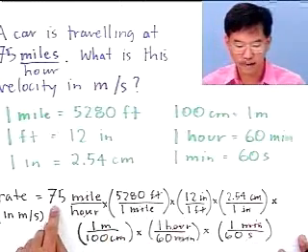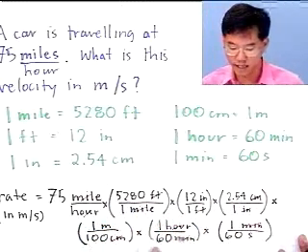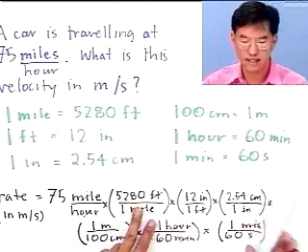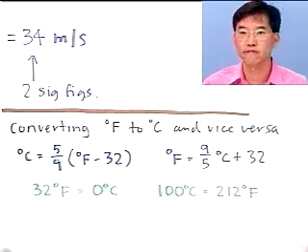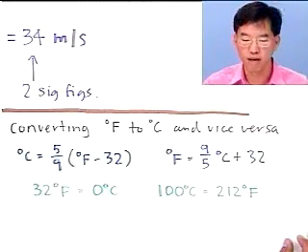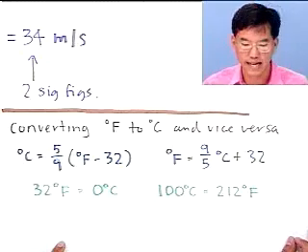So you multiply 75 times 5,280 times 12 times 2.54, divided by 100, divided by 60, and divided by 60 again, and we get 34, and we reported to two significant figures because we started at 75 miles per hour. So 75 miles per hour corresponds to 34 meters per second.